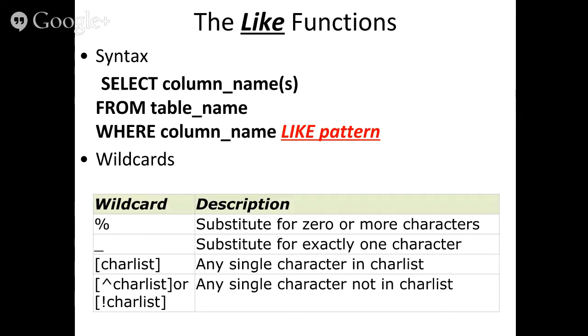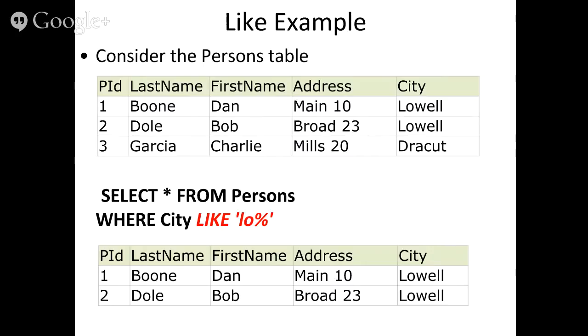It says I don't want all the records. I only want those particular records that meet a particular criteria. Here we are comparing a particular value of a particular column against a pattern. So here we are extracting those records from the persons table for those people that have the city matching LO, right?